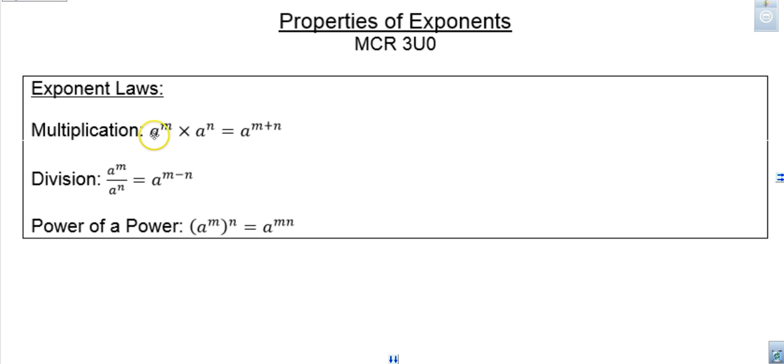Now, one thing to keep in mind when we're using these laws, for multiplication and division, the base has to be the same in order for this to work, in order to put the exponents together. Okay, so the base has to be the same.